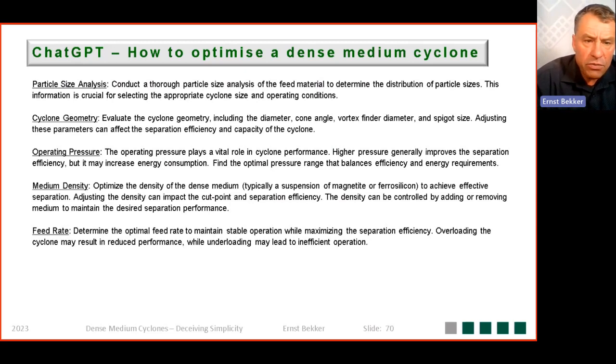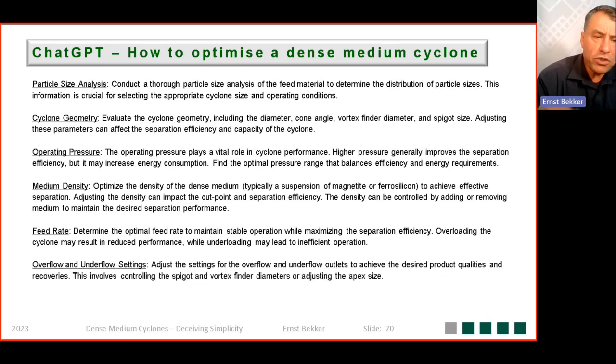Feed rate is indicated to be quite important, and I agree with that statement. Overloading the dense medium cyclone can reduce the performance because you're affecting the medium to ore ratio. But the statement of underloading the cyclone can lead to inefficient operation, I don't agree with. I haven't come across that. So there's a bit of a question mark around that last portion.